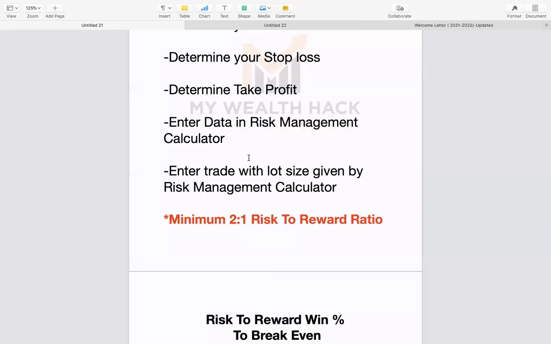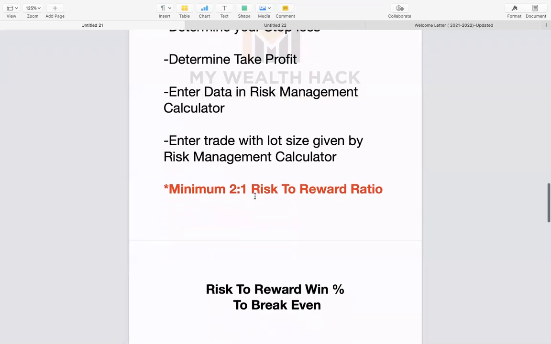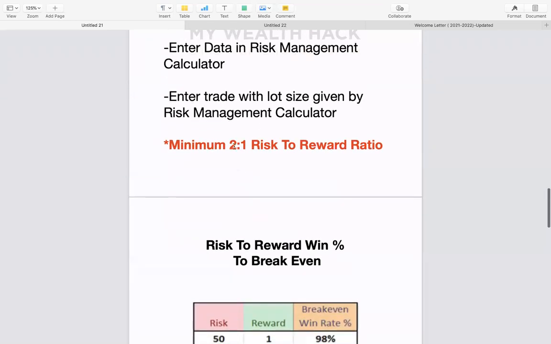Now, garbage in, garbage out. If you don't put the right information in, it's not going to give you the right lot size. Then once you enter the trade with the lot size given by the risk management calculator, make sure we don't take trades unless they are at least 2-to-1 risk to reward.